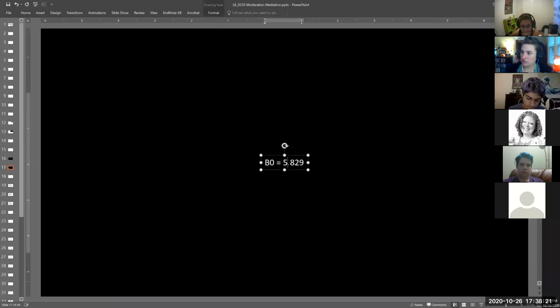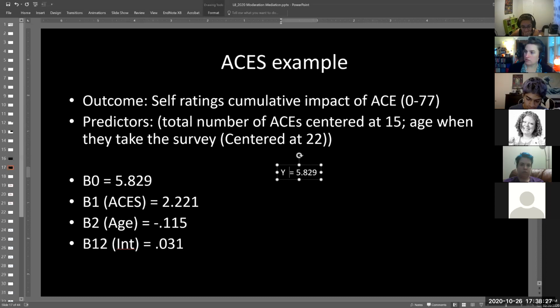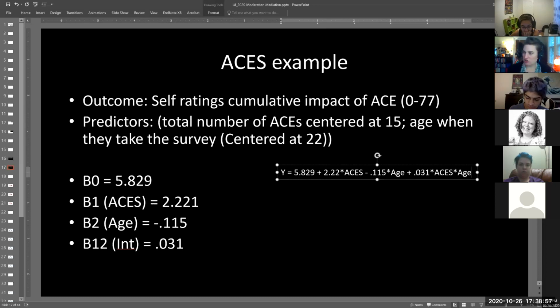So let's do that equation and math it out. So we're going to have y equals 5.8 plus 2.22 times ACEs, plus, it's actually minus 0.115 times age, plus 0.031 times ACEs times age. All right, so I've harvested the equation.